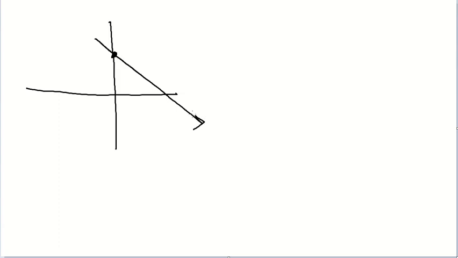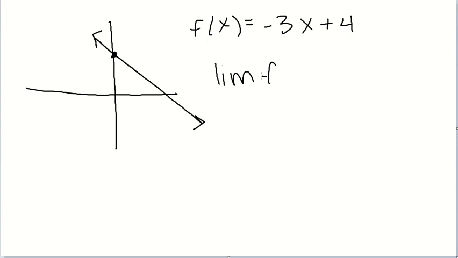You can try another example where, let's say, we had a line, and that line is going to be negative 3x plus 4. So we're going to have a y-intercept of 4, and we have a negative slope, so that line is going to look something like that. So we have f of x equals negative 3x plus 4, and we want to know what the limit of this function is as x approaches negative 1.